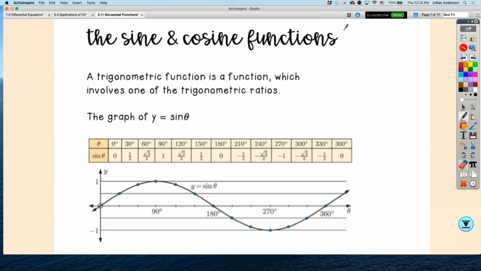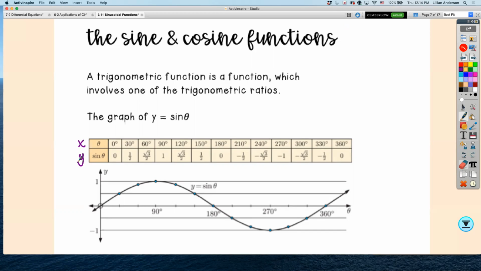Now, what you see here is a chart where you have your theta, your angles, and then you have sine theta, and you have these different values. These are essentially the coordinates of the different points along your sine graph. So you can really look at it as these are your x's and these are your y's.